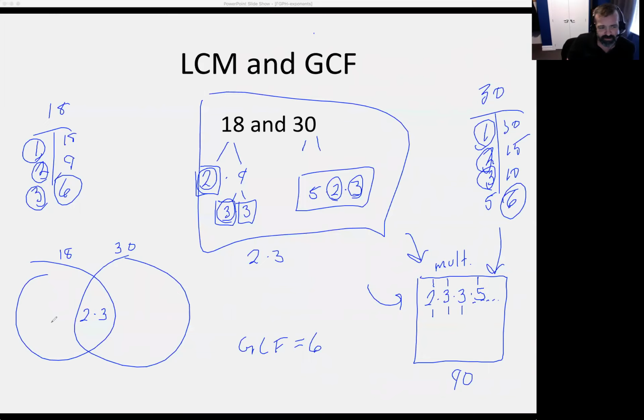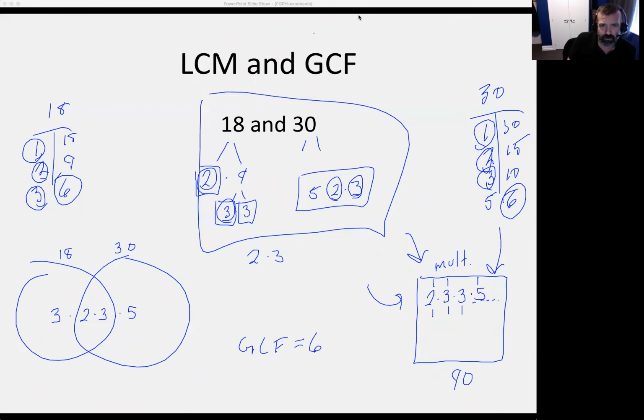So off here to the left-hand side of things, I'm going to put what else I need to make an 18 that I haven't put there already. So I need another 3. So notice 3 times 2 times 3. That'll give me my 18. On that other side, that 30 side, I am going to put everything I need to make that 30 that I don't already have. So 2 times 3 times 5 makes that 30.